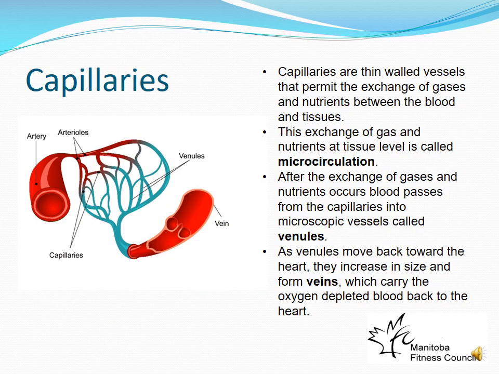So we're going to be going from arteries to arterioles. This just means small artery. And into that we go into our capillaries. And we'll talk about these as capillary beds. So they're thin-walled vessels. They're single-celled vessels, and they will permit the exchange of gases and nutrients between the blood and the tissues. Okay? We will call this the microcirculation.